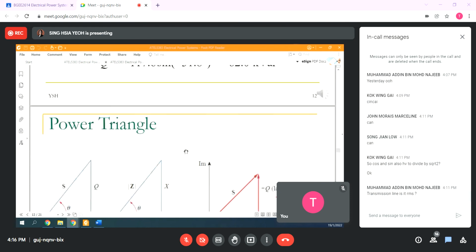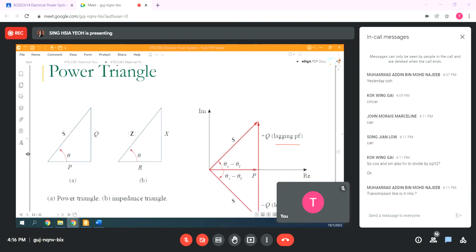So, summary of power factor. This is a power triangle. From a power triangle, we will know the complex power, real power, reactive power, as well as the power angle.